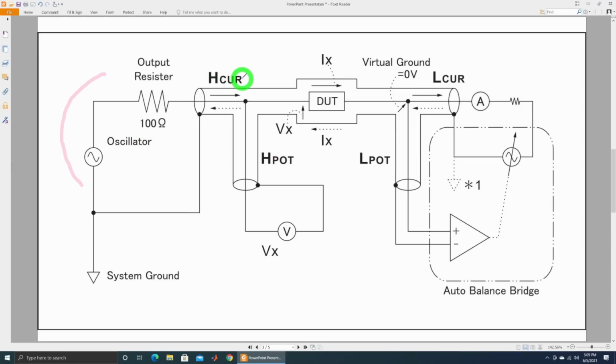So HCUR is the high current part, and there's a high potential, and a low current and a low potential. And here's a device under test in the middle. So let's see what happens when you do this.